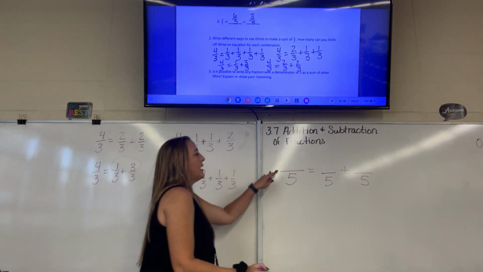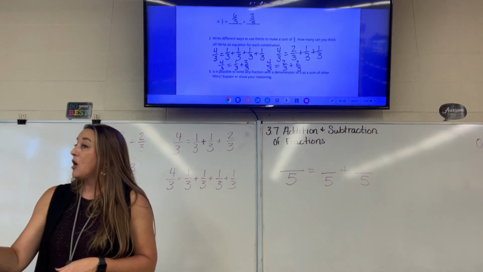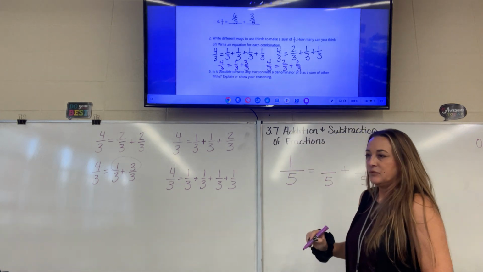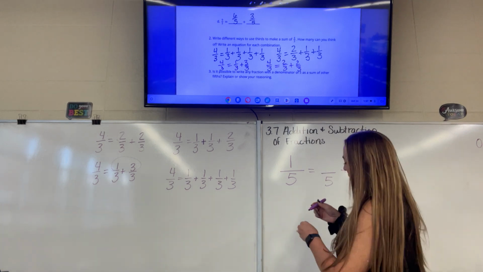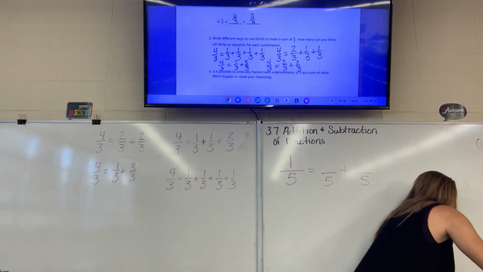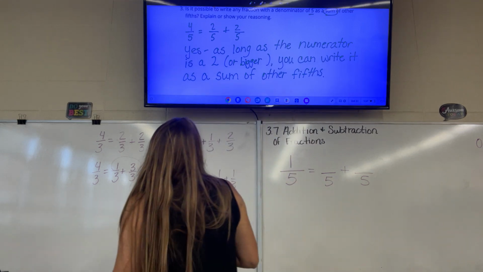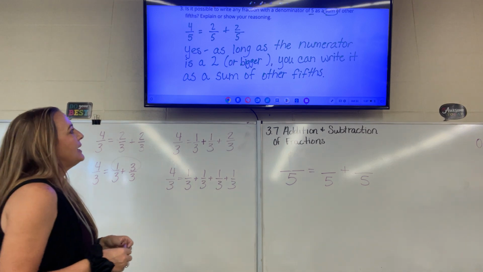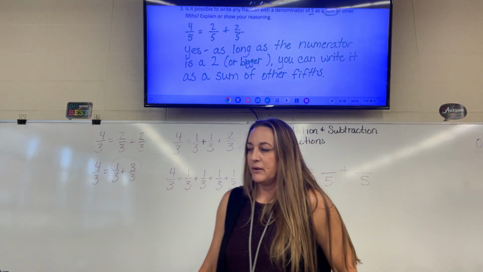Can you make up numerators that would make that work? Avis? Yes, as long as your numerator is bigger than 1. Because if you have a numerator of 1, you couldn't break it apart further than 1. So here's what we're going to write for that one. Yes, as long as the numerator is a 2 or bigger, you can write it as the sum of other fifths. And that is the last thing we're going to write.